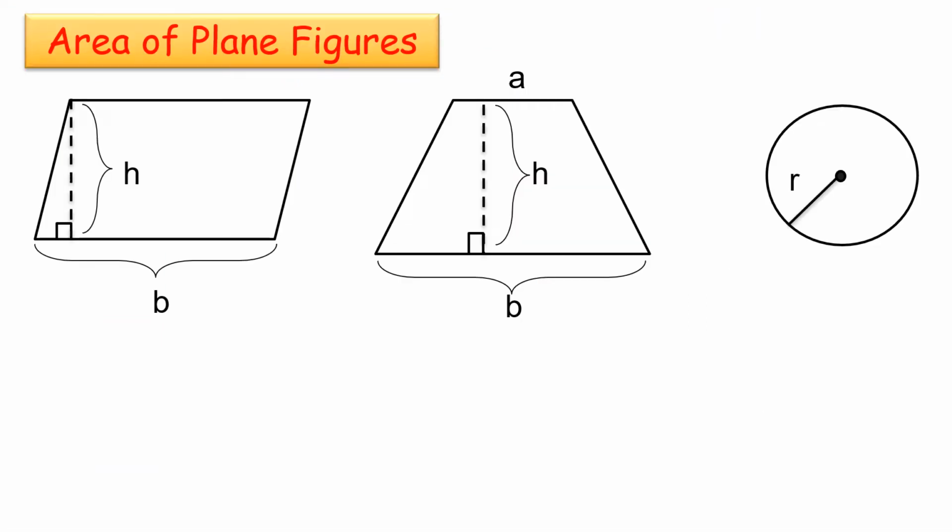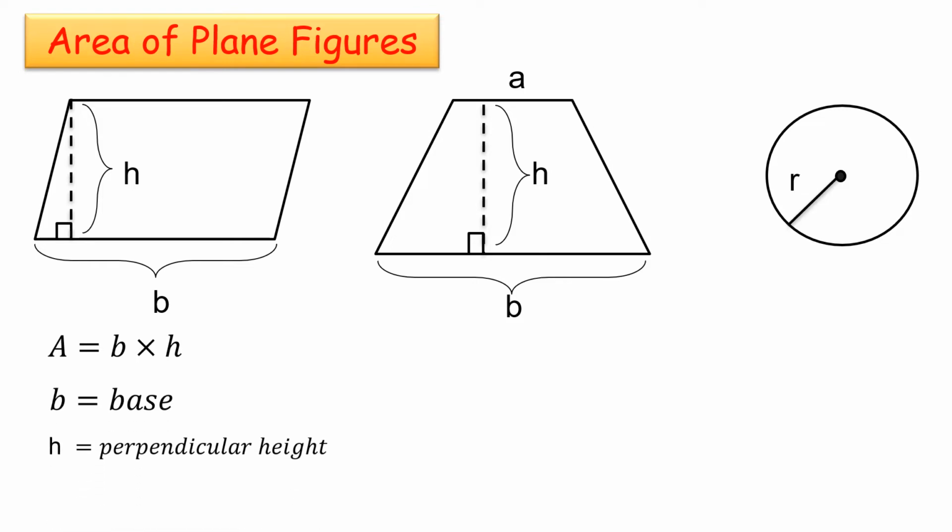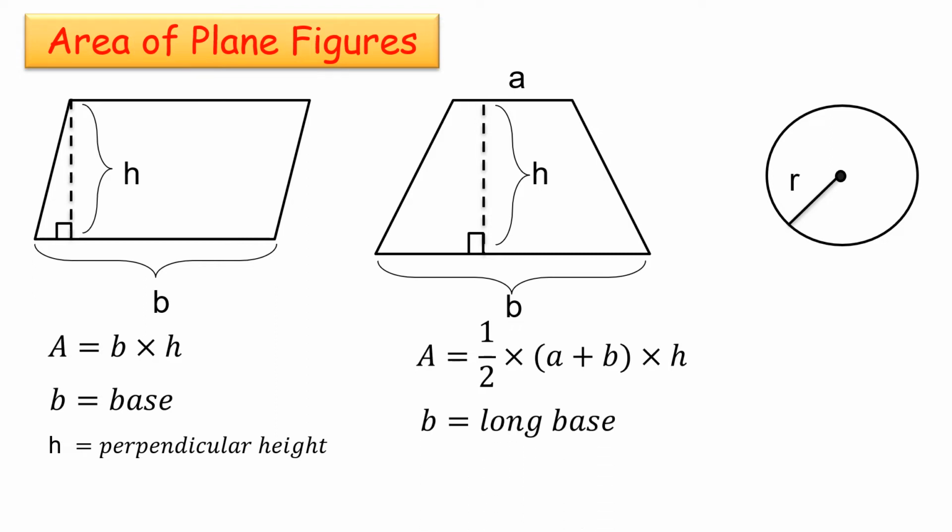So let us have the other plane figures. The first one is a parallelogram. To solve for the area, it is equal to base times height. So given the base and the height, we can solve for the area already. And the next one is a trapezium. To solve for the area, it is equal to 1/2 times the smaller base plus the larger base, times the height. B stands for the long base and H stands for the perpendicular height.